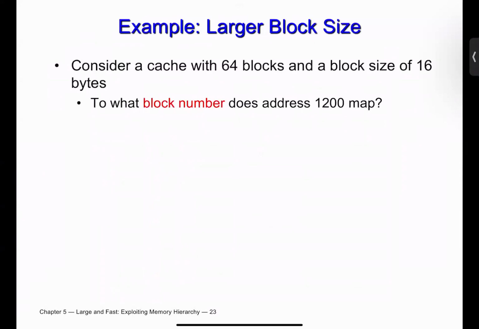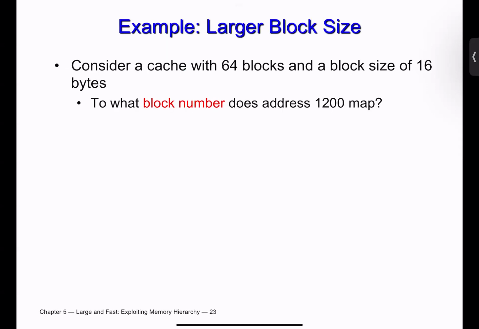Let's take an example. Here it asks you to consider a cache with 64 blocks and a block size of 16 bytes. To what block number does address 1200 map? So instead of 8 particular blocks, and in the previous example, we have in each of the blocks just 1 byte, now we have 64 blocks, and in each block we have 16 different bytes. Let's try to imagine it that way.